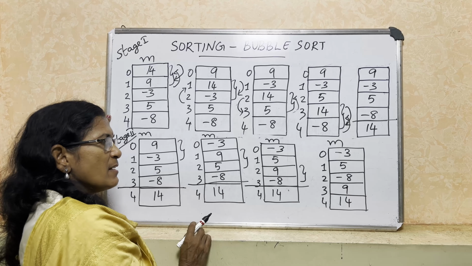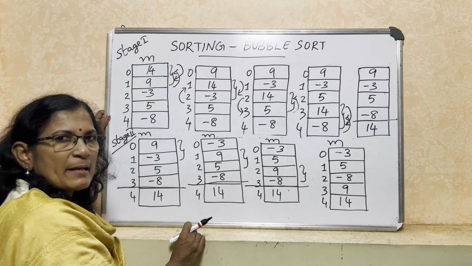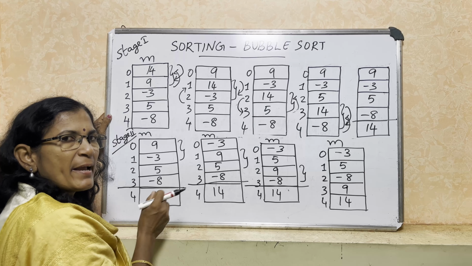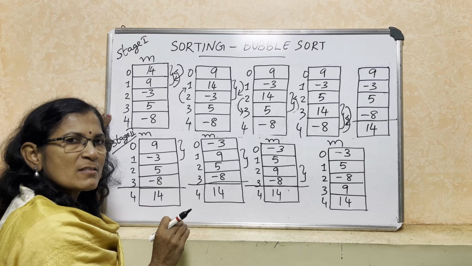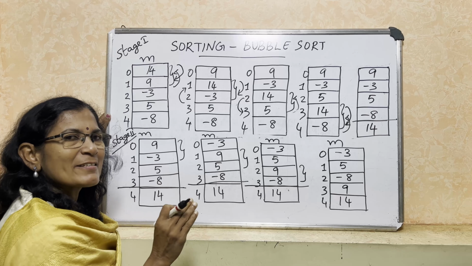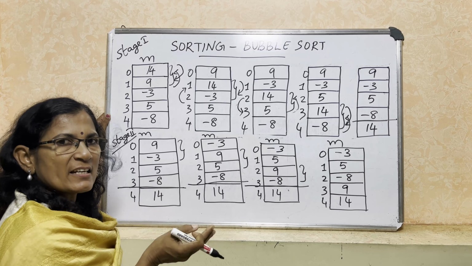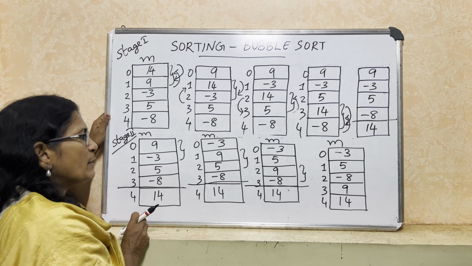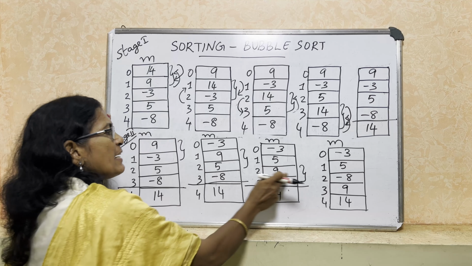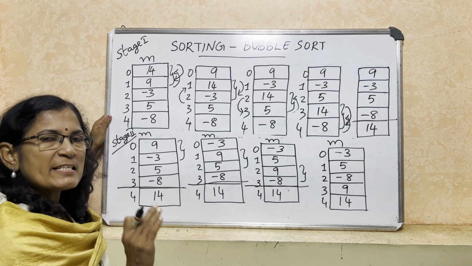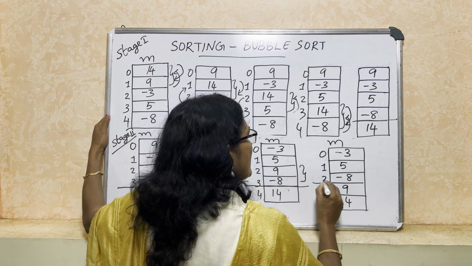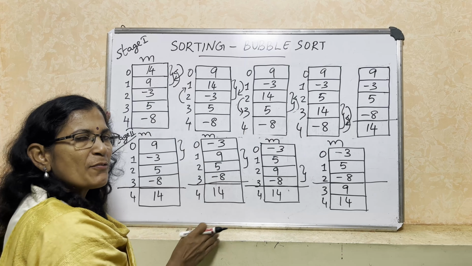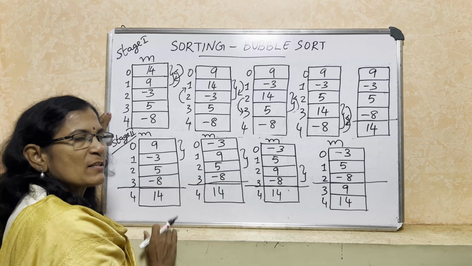Now, we have accessed all the remaining 4 elements in the second stage of the comparison, comparing consecutive values. Whenever we found that the first value is greater than the second value, we interchanged it. So at the second stage, how many comparisons have we done? The number of comparisons done is 3 and 2 elements are placed at their correct positions. 9 and 14 are placed at the bottom of the array in the last 2 cells of the array.